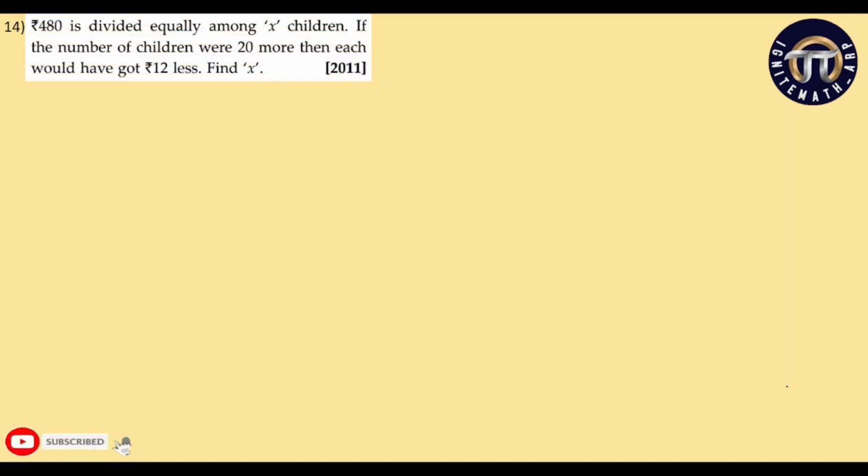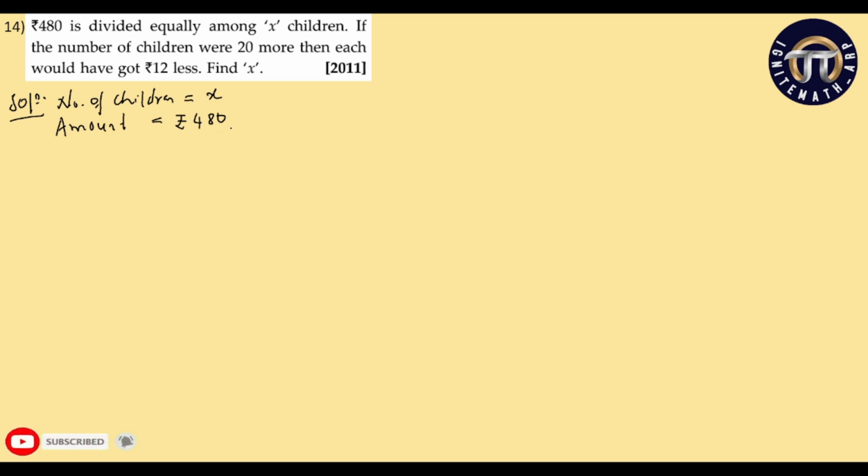The next question is a very miscellaneous type of question, what I told in the beginning. Okay. See here, rupees 480 is divided equally among x children. So what is the number of children I have here? So number of children, whatever I have in the first case, is equal to x. So amount to be divided among the children is rupees 480.